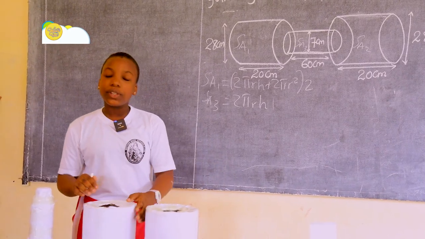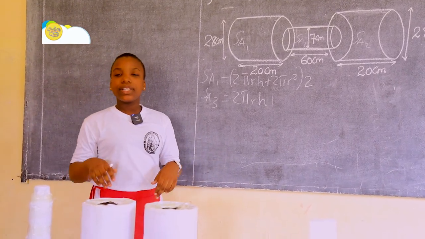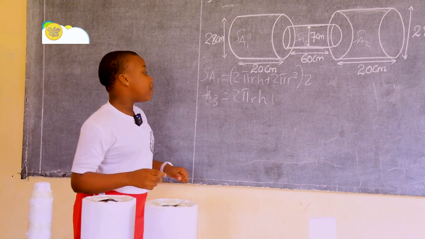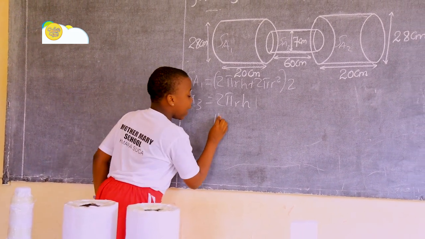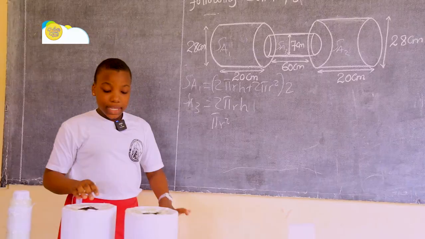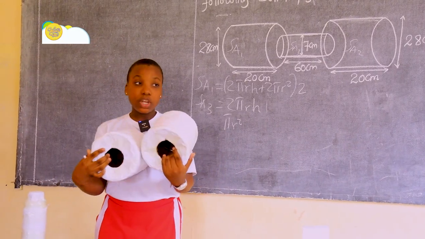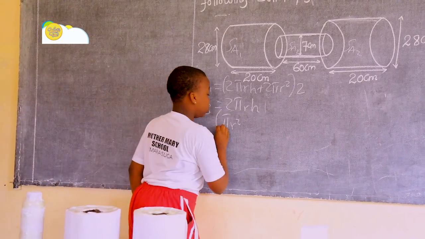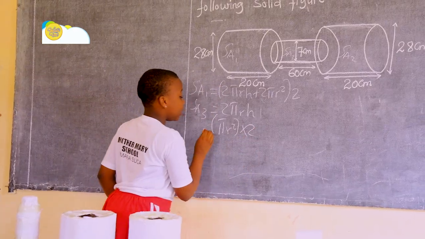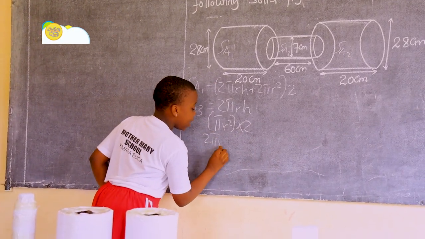We are going to use the formula for finding the area of a circle. What is the formula for finding the area of a circle? The formula for the area of a circle is pi r square. But here we have two circles, so we are going to multiply by 2, which gives the formula 2 pi r square.